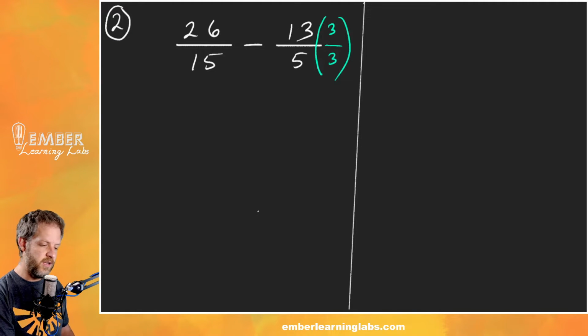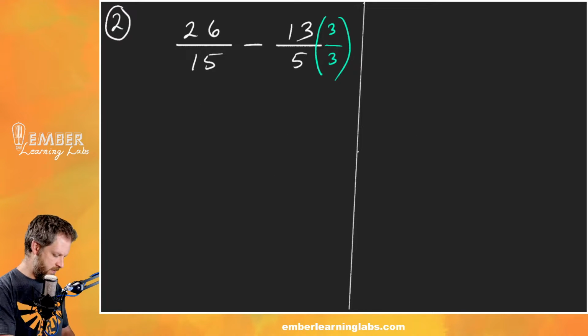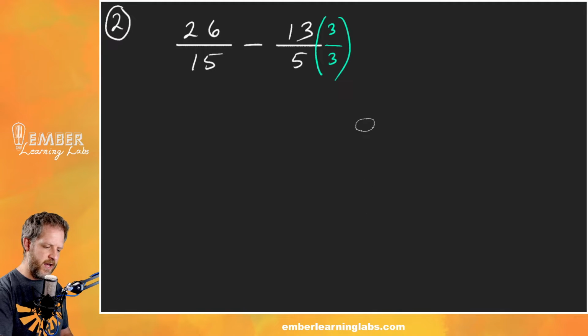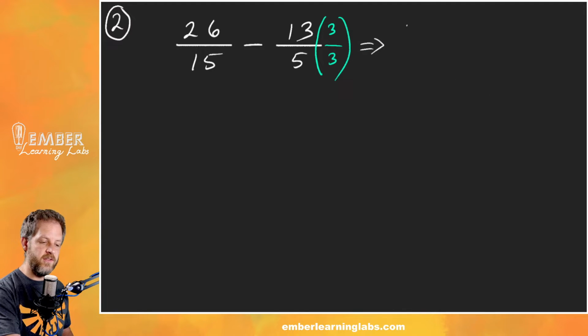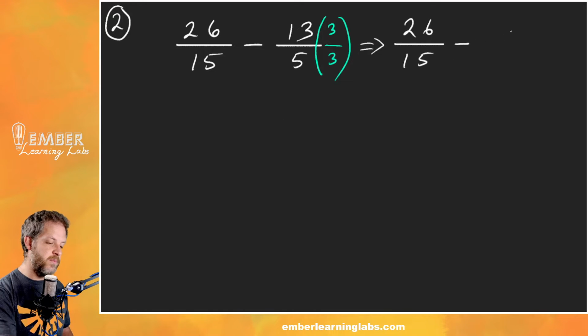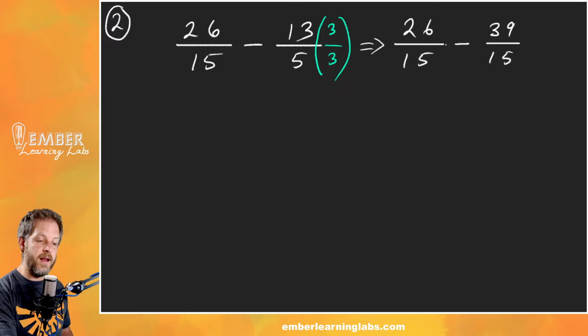Great, good, wonderful. So this would turn into either way. Let me erase this before I do this twice, because either way, our first step is going to be this: 26/15 minus 3 times 13 would be 39/15. We've got a minus in the middle.